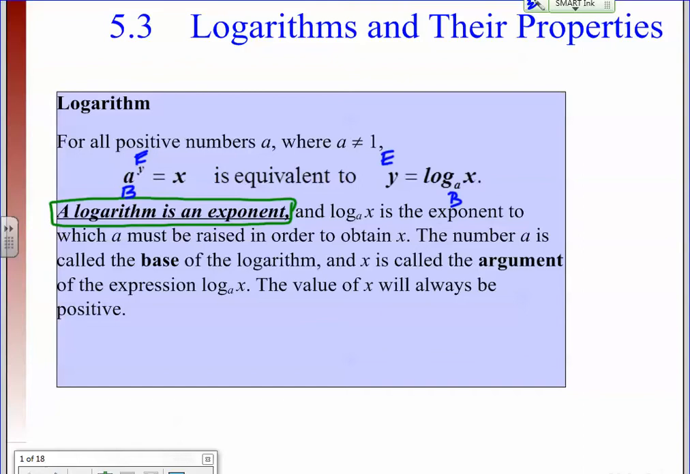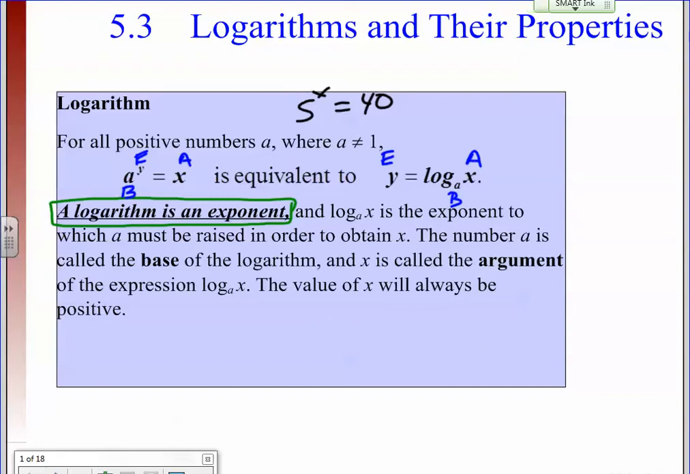The exponent is the answer to the logarithm problem, and the argument is the same thing as the answer in the exponent form. So why would we want to use these problems? We'd use these problems to solve things like 5 to the x equals 40, where this exponent is not going to be a nice number. It's not 5 to the second power, it's not 5 to the third power, it's somewhere between 2 and 3. So what exactly is that? It's hard to figure out without logarithms.